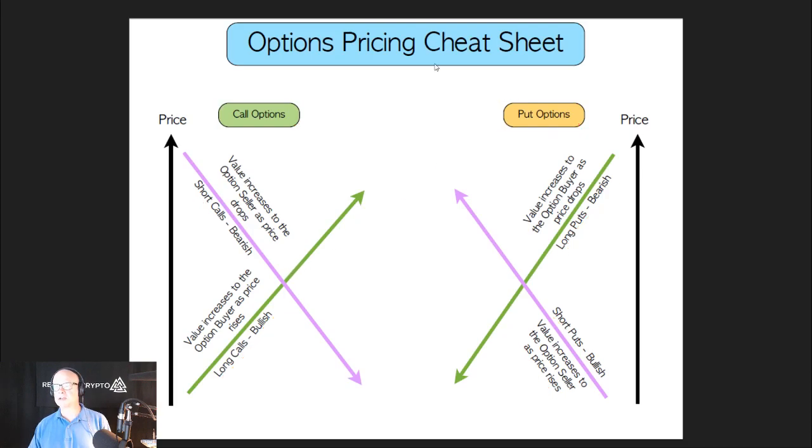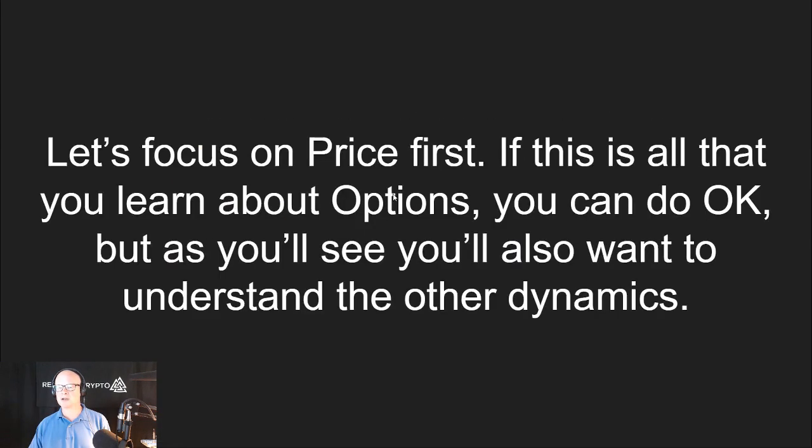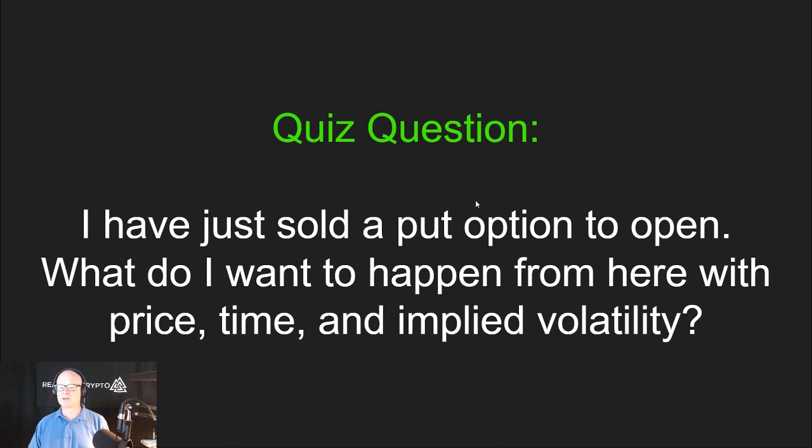So let's go back to the quiz question for a second. If I just sold a put option to open, then based on what we talked about with price, it's a bullish trade, and I want the price to go higher. From a time perspective, I have no control over time. It's going to be linear. It's going to tick off every day, every minute. But from a time perspective, time is actually my friend in this case.